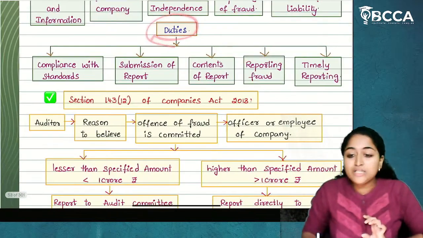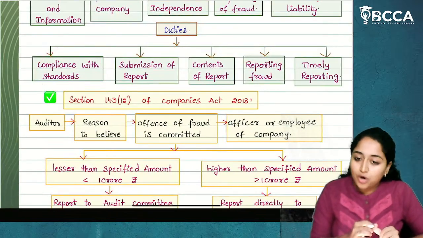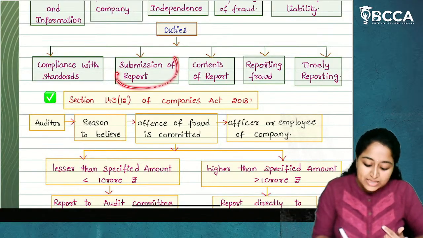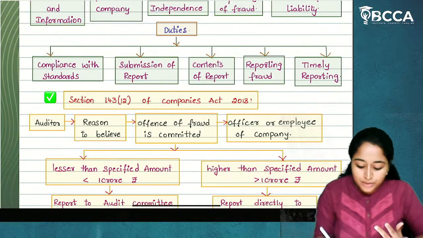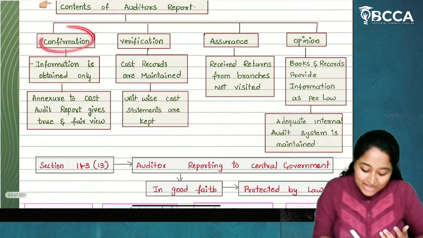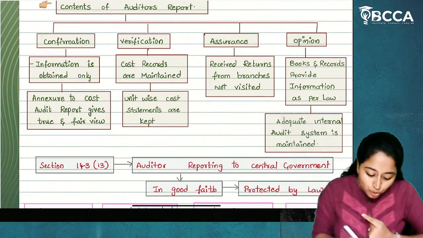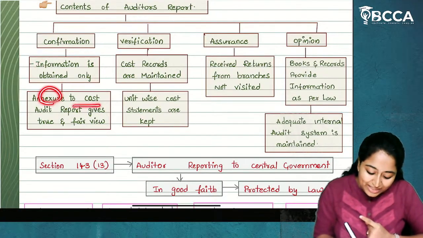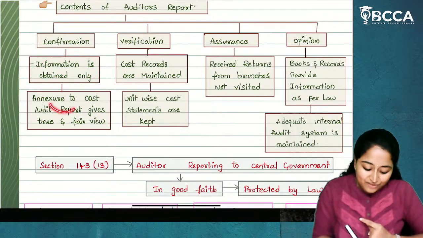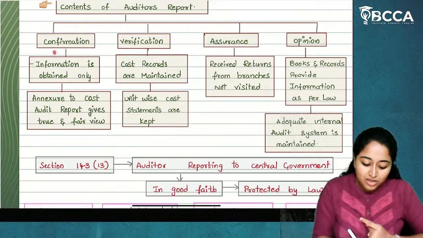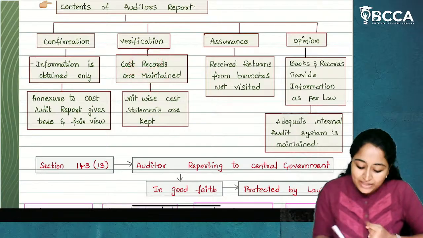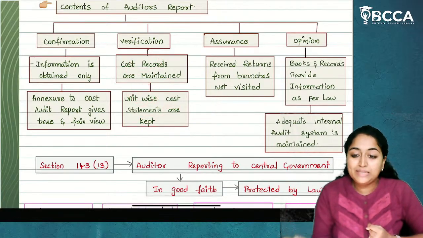Now, what are the duties of the cost auditor? He has to comply with all the standards, either the cost accounting standards or the cost auditing standards. Submission of report: he has to submit his cost audit report. Contents of the report: what should be the contents of the auditor's report? He has to give a confirmation. Confirmation about what? That the information is obtained, and that the annexure to the cost audit report gives a true and fair view. Whatever information is obtained and given in the cost audit report, everything is true and fair. Regarding this, the confirmation should be given. And he needs to verify: verify what? That cost records are maintained, and that unit-wise cost statements are kept by the management.